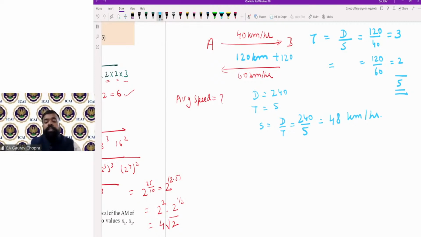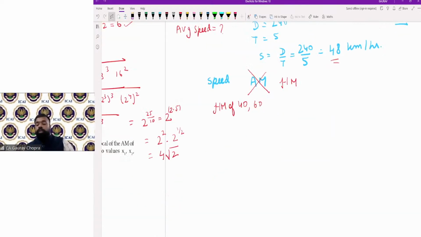So always be careful whenever there is a question of speed, do not use arithmetic mean. Arithmetic mean का use नहीं करना है. Only you have to use harmonic mean. जब भी speed का question है, always use harmonic mean to solve. So if you find HM of 40 and 60, you will get the correct answer 48.